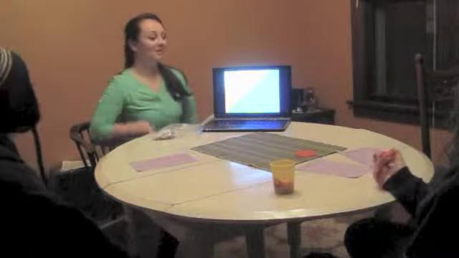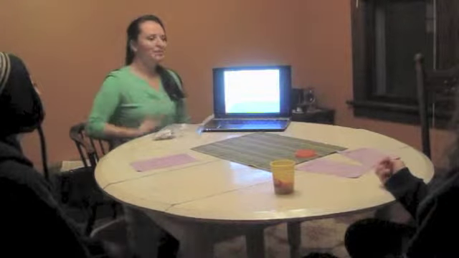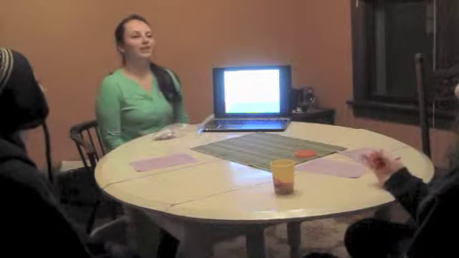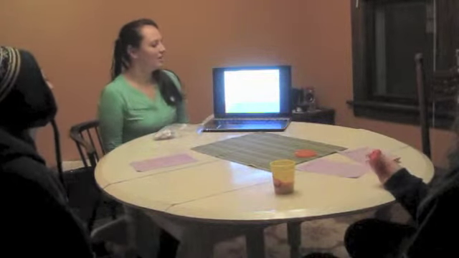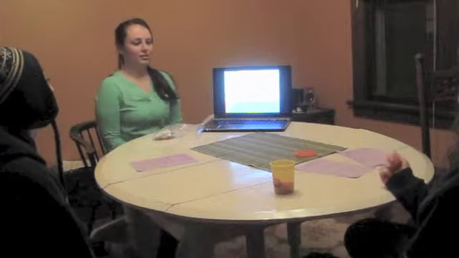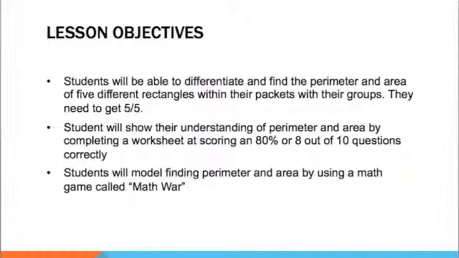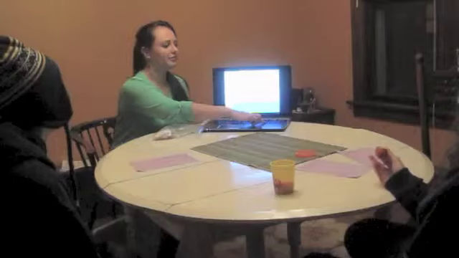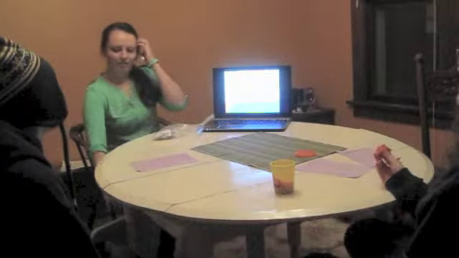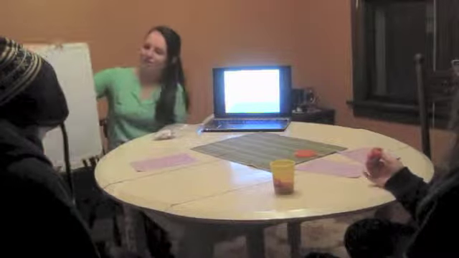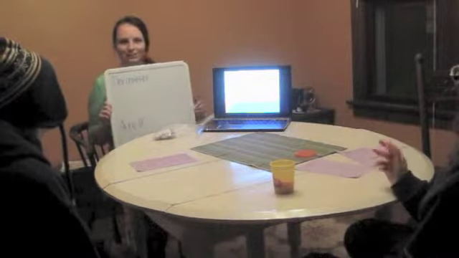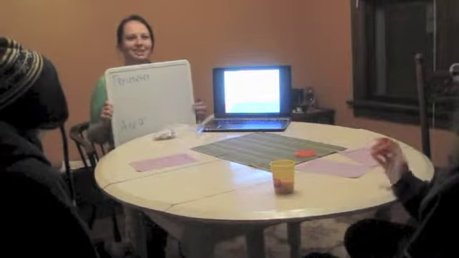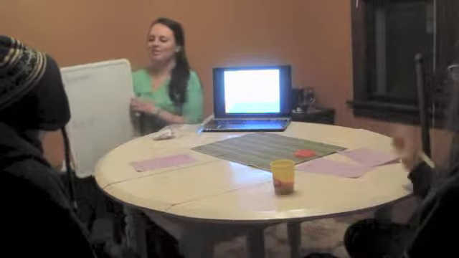Today we are going to be learning about area and perimeter. The objective of today is to differentiate area and perimeter, be able to define each, and to be able to show your understanding through a game that we're going to play later. First, I would like you to help me define the word perimeter and area. We've talked about this previously, so I would like you to help me define them.